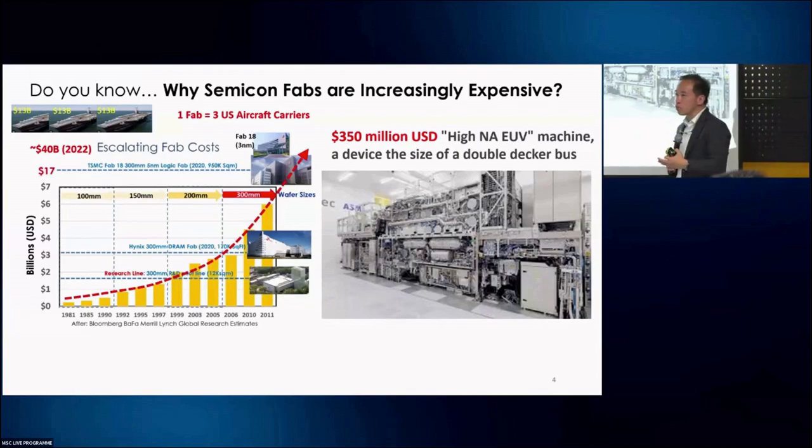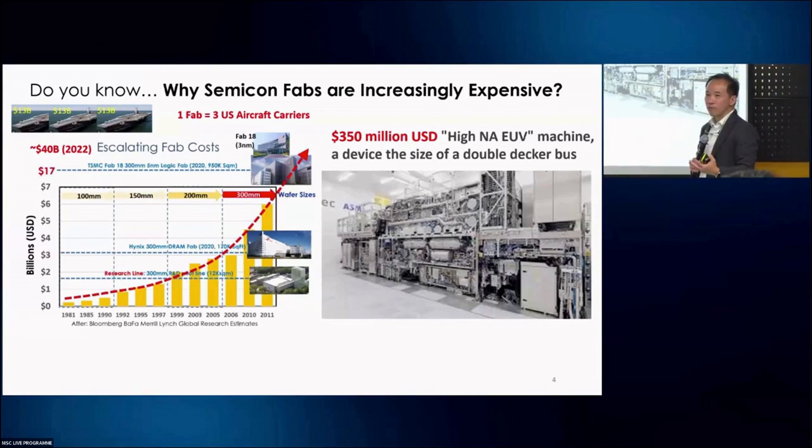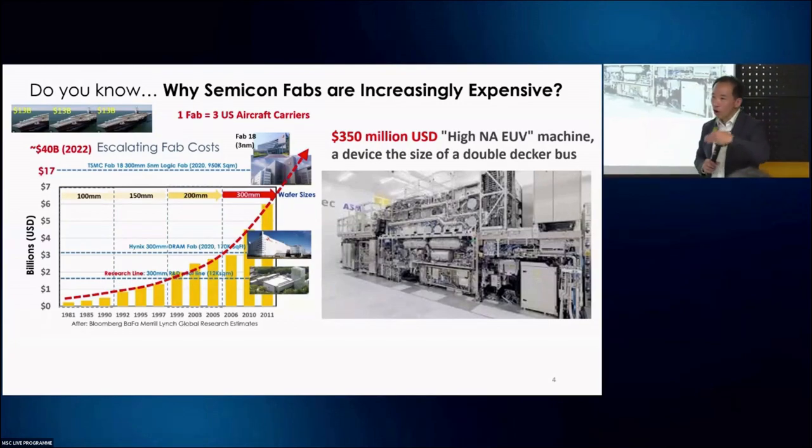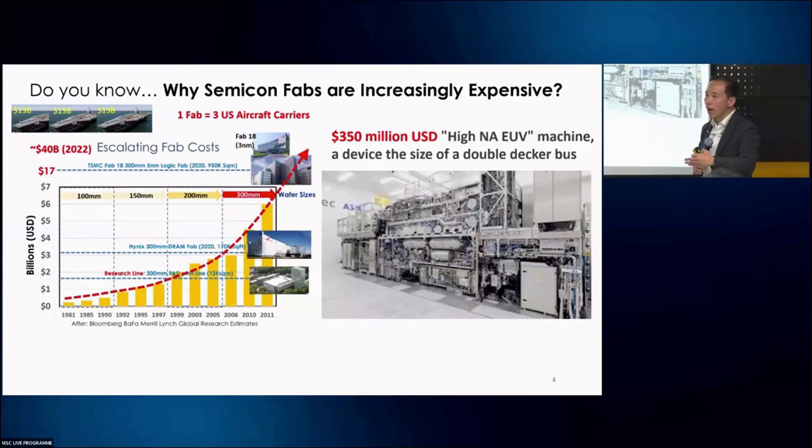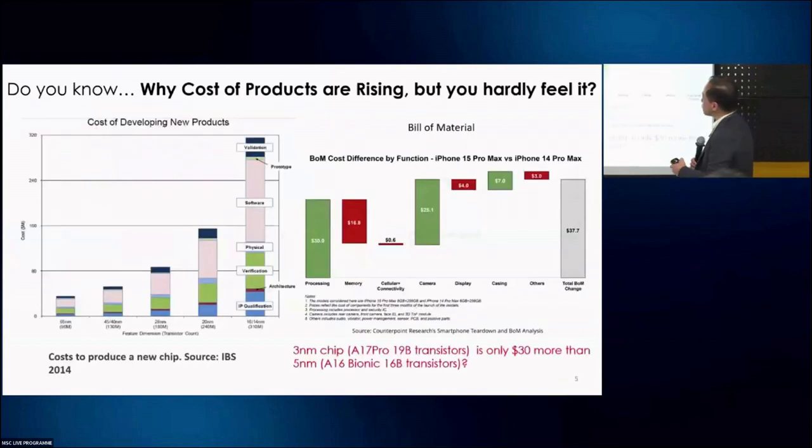This is extreme ultraviolet lithography. This one machine is just for printing chips, costs about $350 million, the size of a double-decker bus. Right? So you can see how technology has advanced and how expensive the infrastructure used for building something like that is. Again, you learn about that in the course if you do take it.